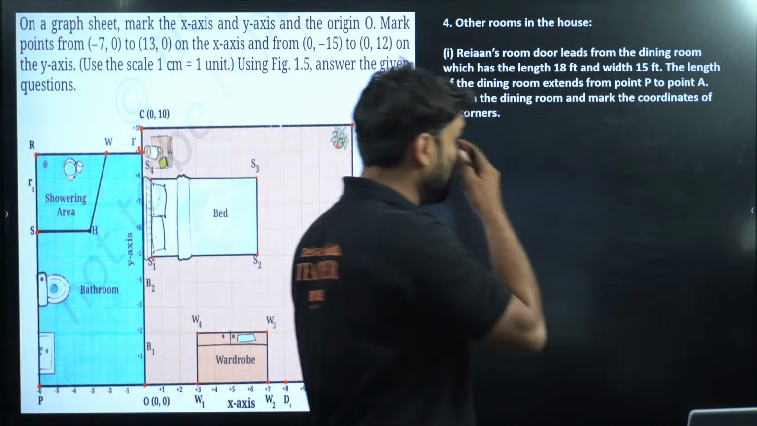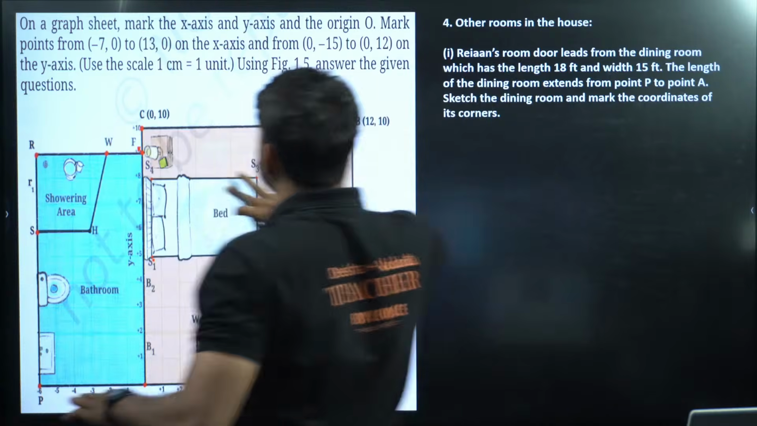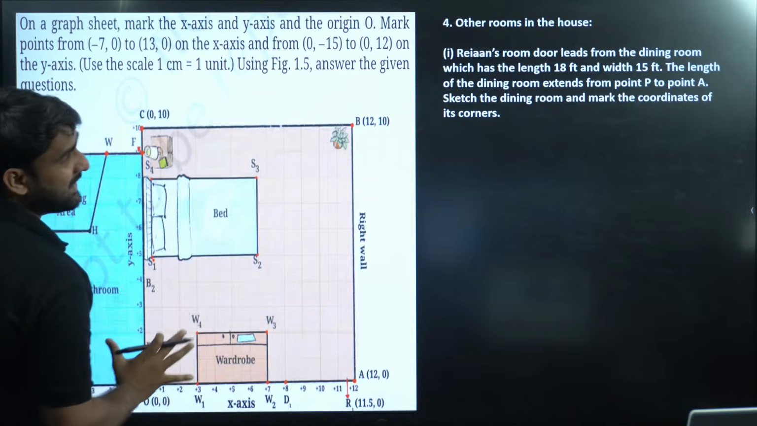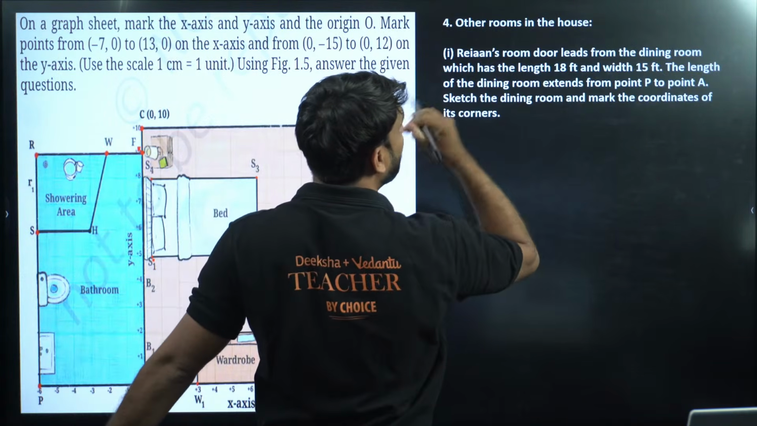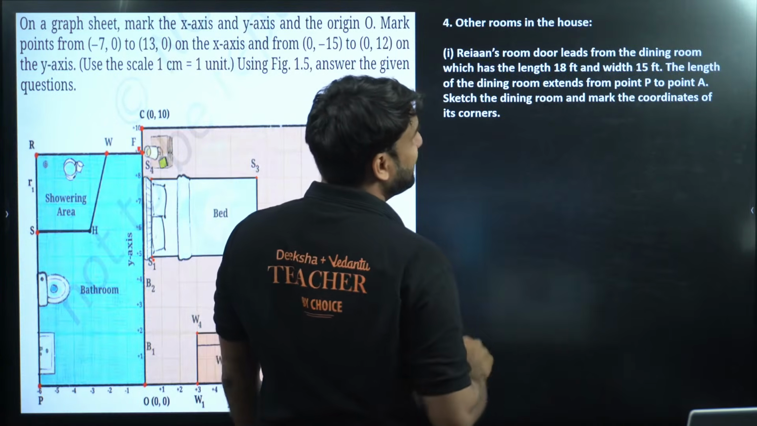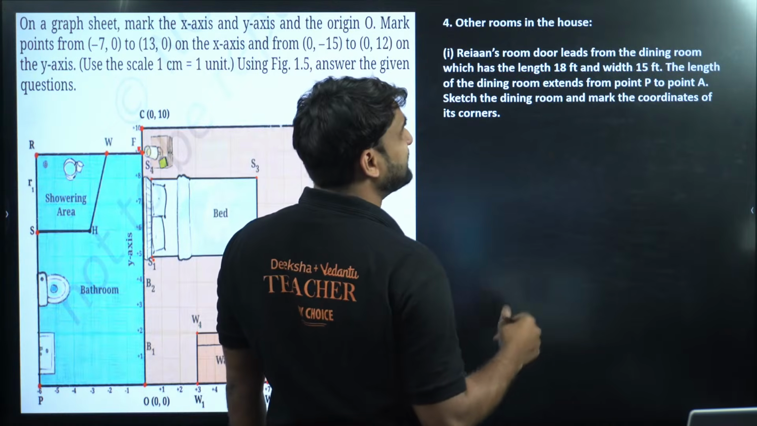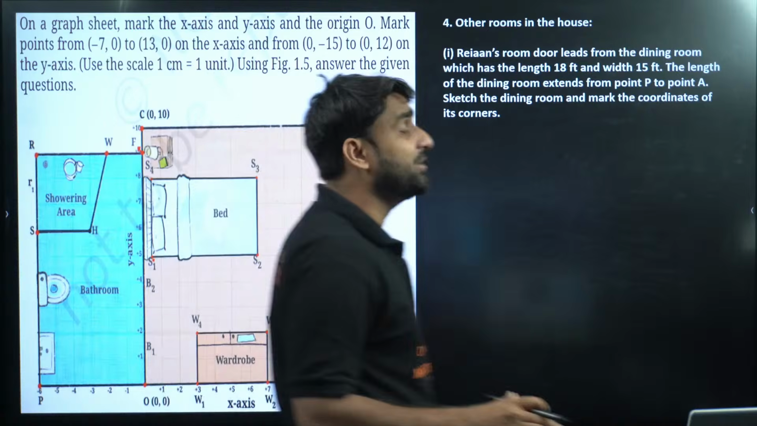This is a very good question. Listen, champions, the question is about other rooms in the house. This is Riyan's room, right? And Riyan's room door leads to the dining room, which has length 18 feet and width 15 feet. The length of the dining room extends from point P to A. Sketch the dining room and mark the coordinates of its corners.